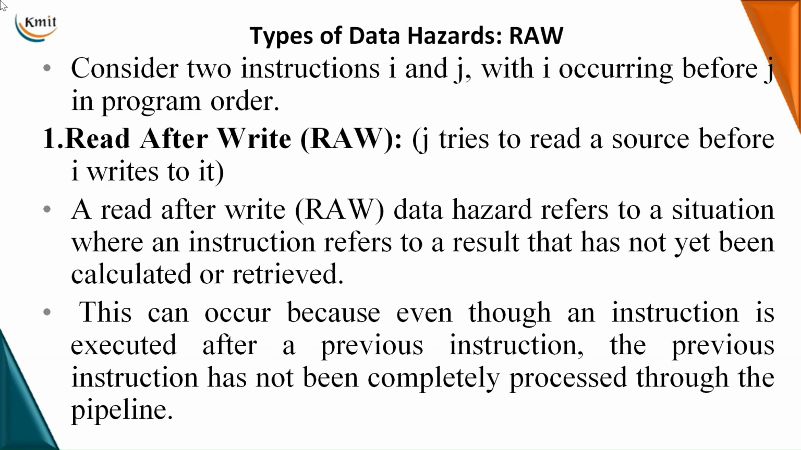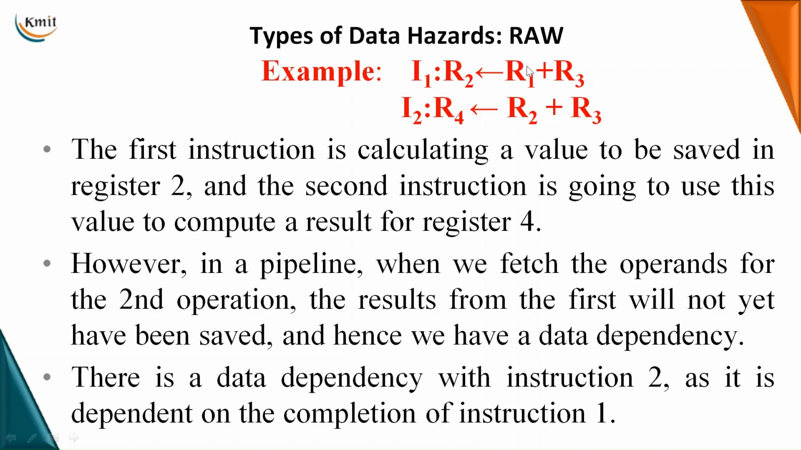The first type of data hazard is a read after write hazard. Consider two instructions I and J, with I occurring before J in program order. In a read after write data hazard, this situation occurs when J tries to read a source before I writes it. So a read after write data hazard refers to a situation where an instruction refers to a result that has not yet been calculated or retrieved. For example, we have instruction I1 where R1 plus R3 is written into R2, and another instruction I2 where this destination register acts as a source operand: R2 plus R3, and the result is written into R4.